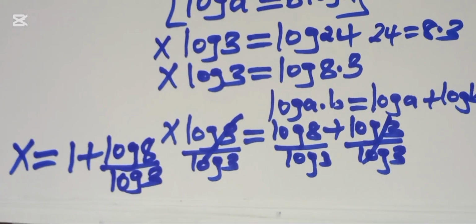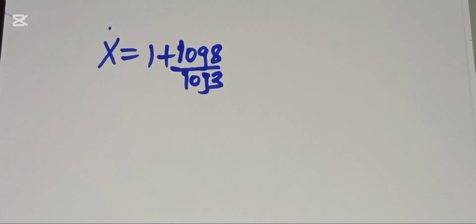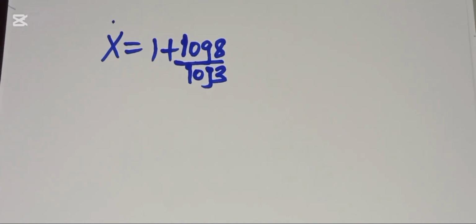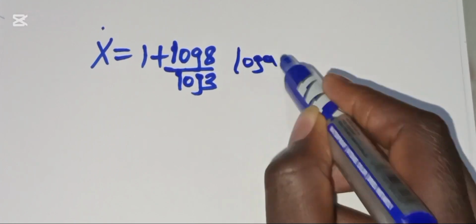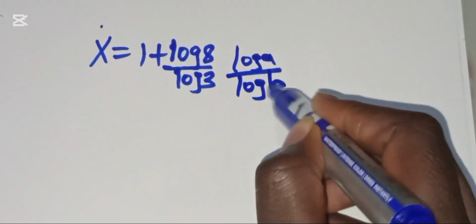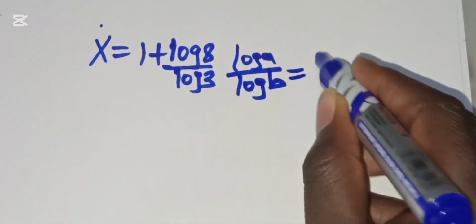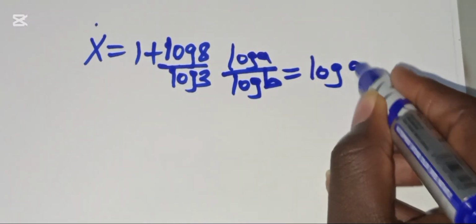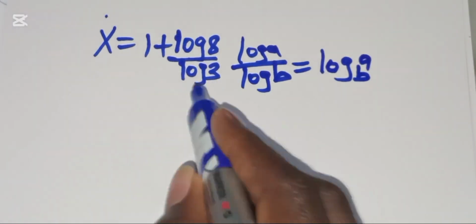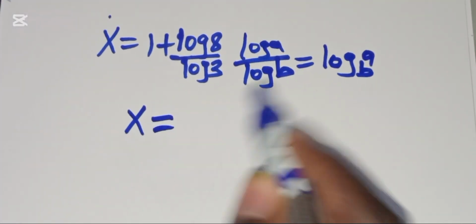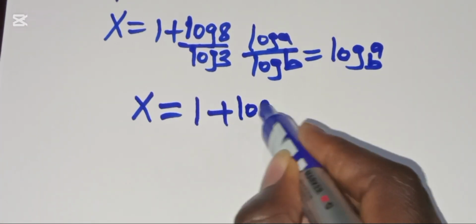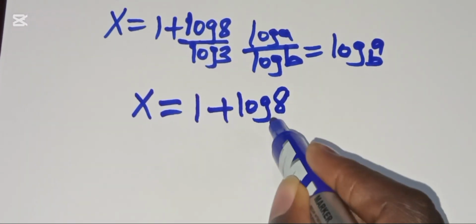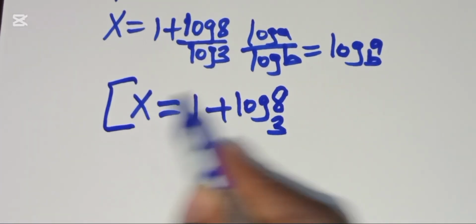So we have x equal to 1 plus log 8 divided by log 3, which is in the form of log a divided by log b, which you can express as log a to base b. Now from here, x will be equal to 1 plus log 8 to base 3. So this is the value of x.